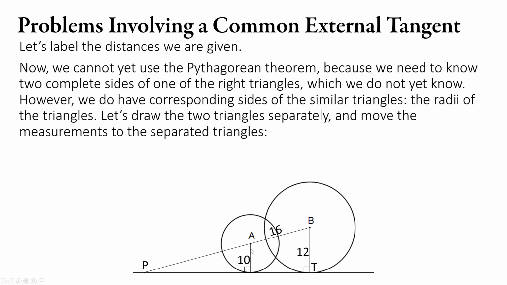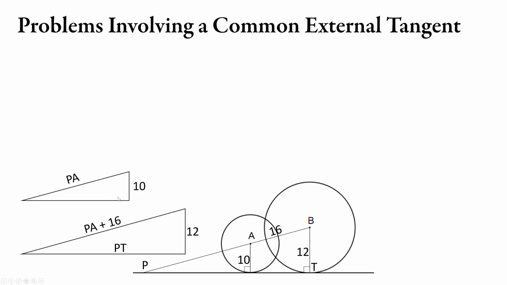Now we can't use the Pythagorean theorem yet because we need to know two complete sides of one of the right triangles. The smaller one, all we know is this segment here is 10. The larger one, we know a bit of this side, but the only complete side we know is 12. But we do have the similarity to work with. So I'm going to follow my previous advice and draw the two triangles separately. And then we're going to move the measurements to the separated triangles. So here's what it looks like.